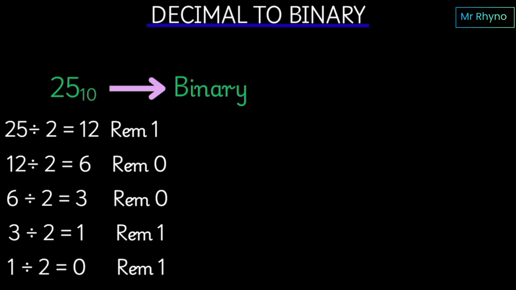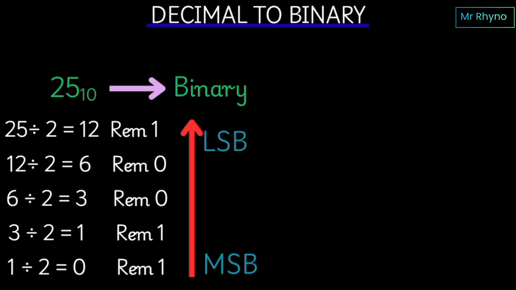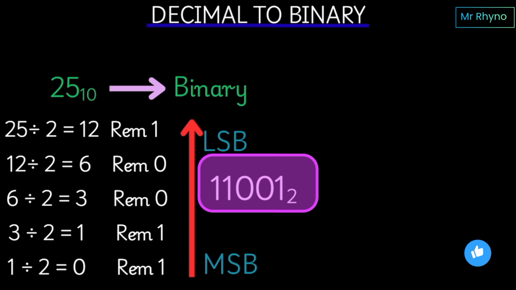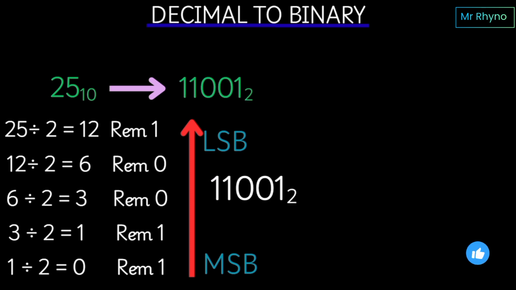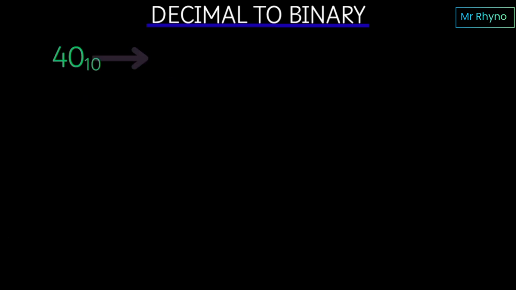So in representing this number, we shall write these numbers from the bottom to the top because the number at the bottom is the most significant and the number at the top is the least significant. So we shall write this as 1, 1, 0, 0, 1 to base 2. So 25 to base 10 is the same as 1, 1, 0, 0, 1 to base 2. Simple, right? Next we have 40 to base 10 and we convert this to binary.